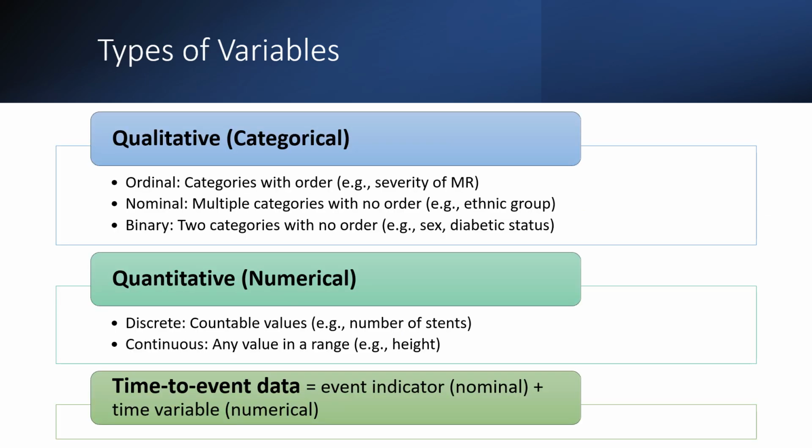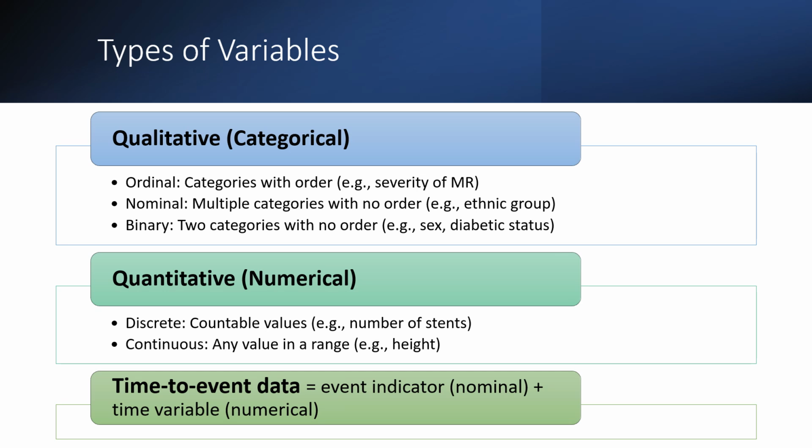Let's move to the types of variables. Variables can be qualitative, quantitative, or time to event data. Qualitative or categorical data can be ordinal following a certain order, nominal with no such order, or binary when there is only two categories or two possibilities. Quantitative or numerical data can be discrete or countable and could be continuous, taking any value within a range.